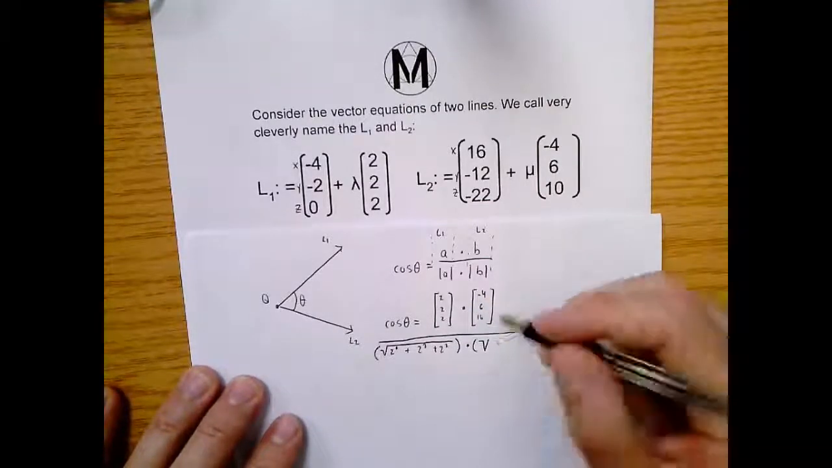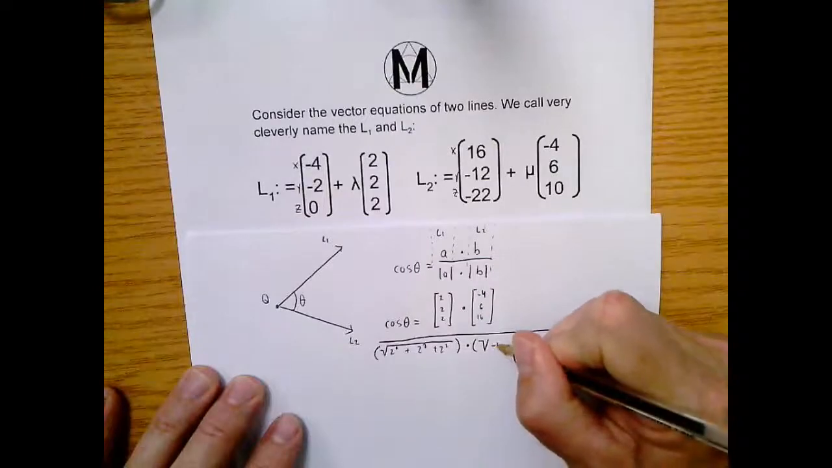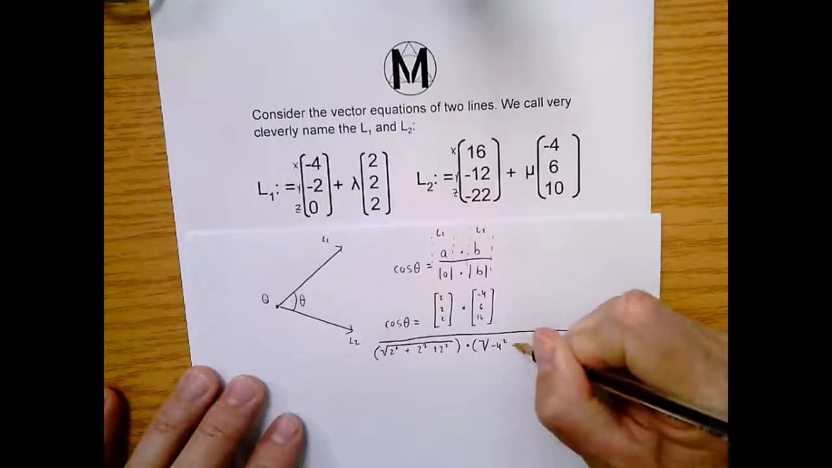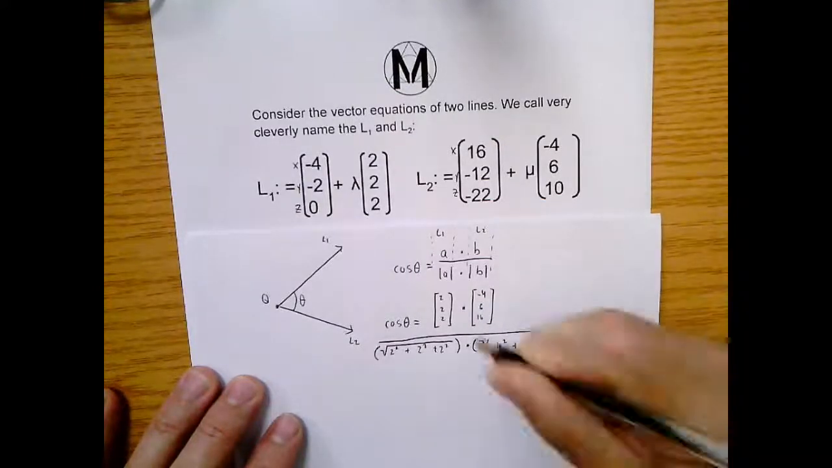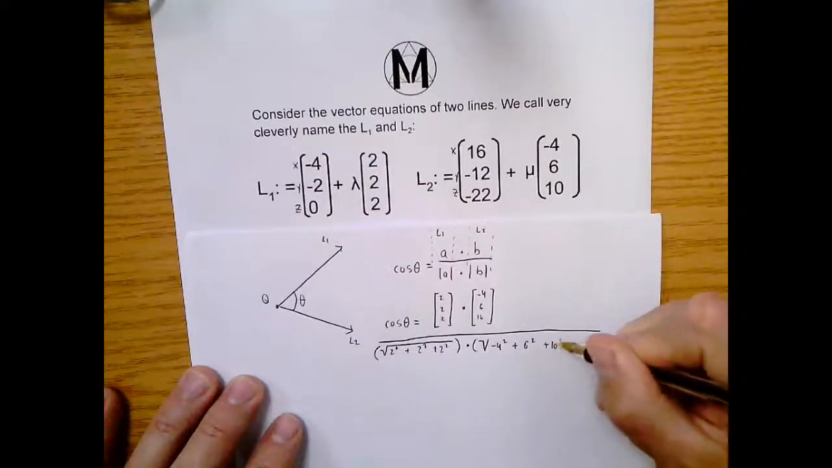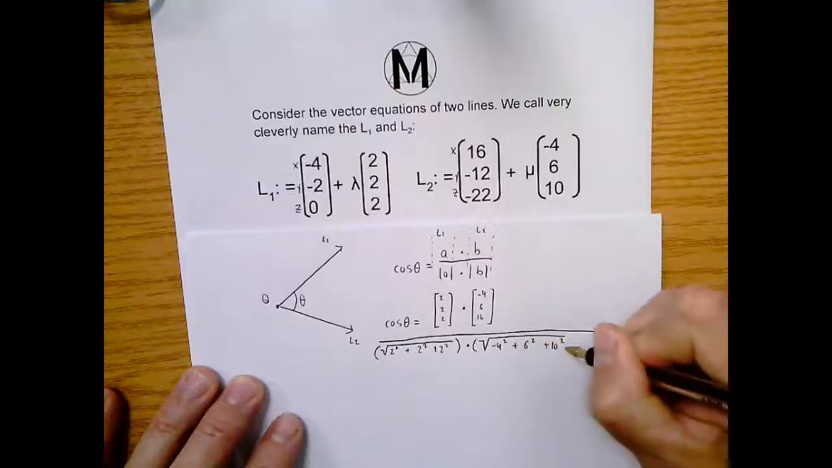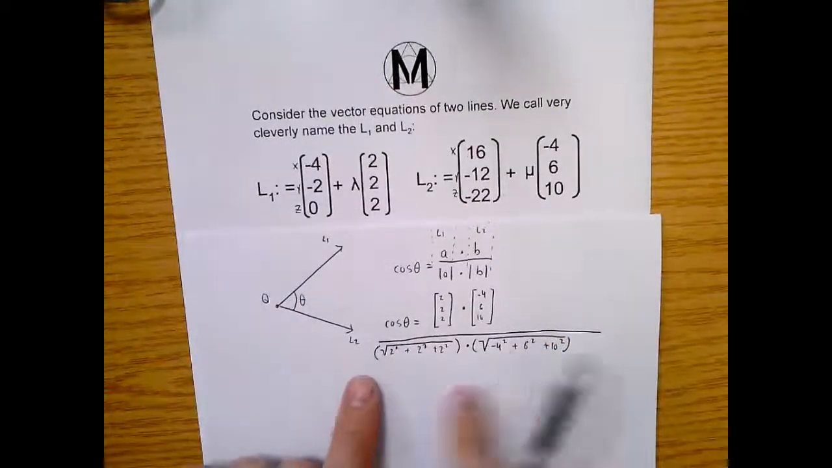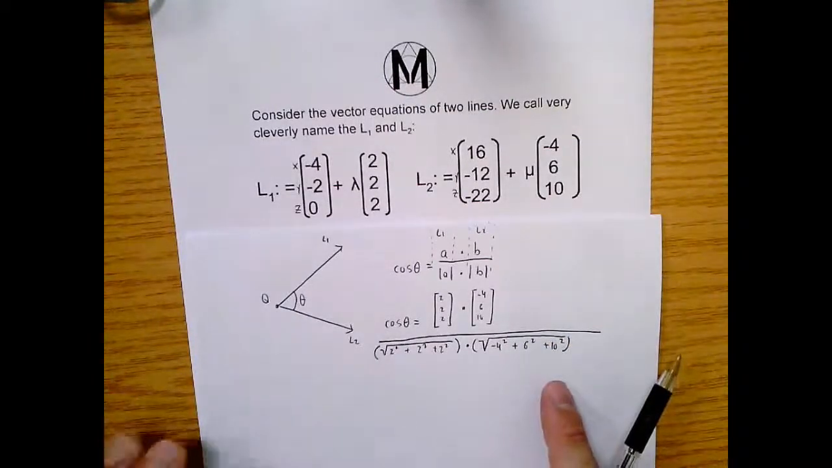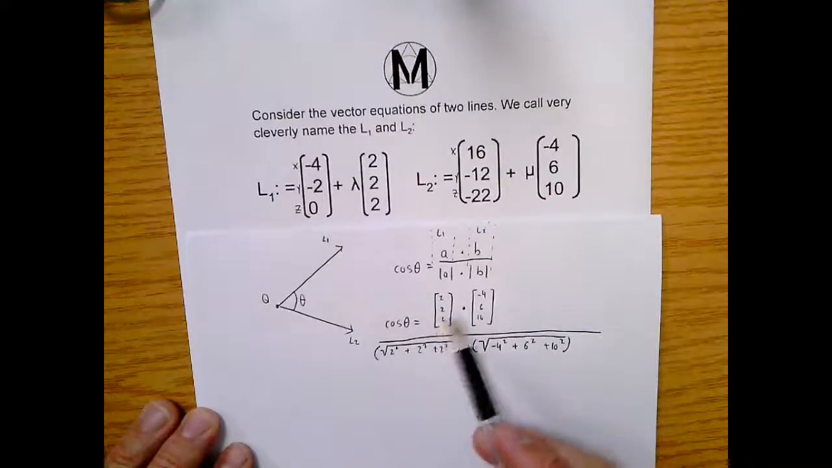But anywho, I digress. So we say (-4) squared plus 6 squared plus 10 squared. I'll put some parentheses in that. All right. So this is our setup. We've done everything we need to do. Now we actually just got to do the math.